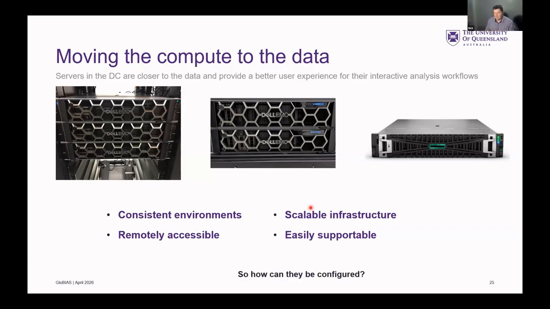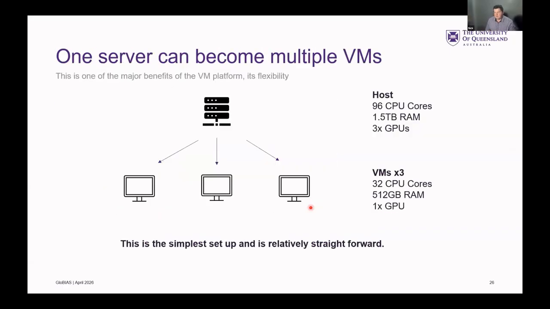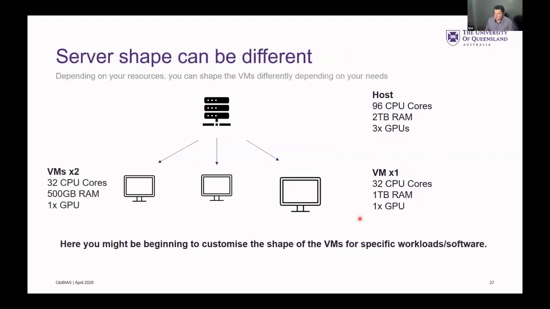But I wanted to touch on how these can be configured because I thought this might be useful for this audience. So one server or physical host can become multiple VMs, so you can carve it up. In this scenario, I've just picked some random specs, and you can take that and split it into 3 equal machines, and that's pretty straightforward. But you can also carve them up differently and asymmetrically.